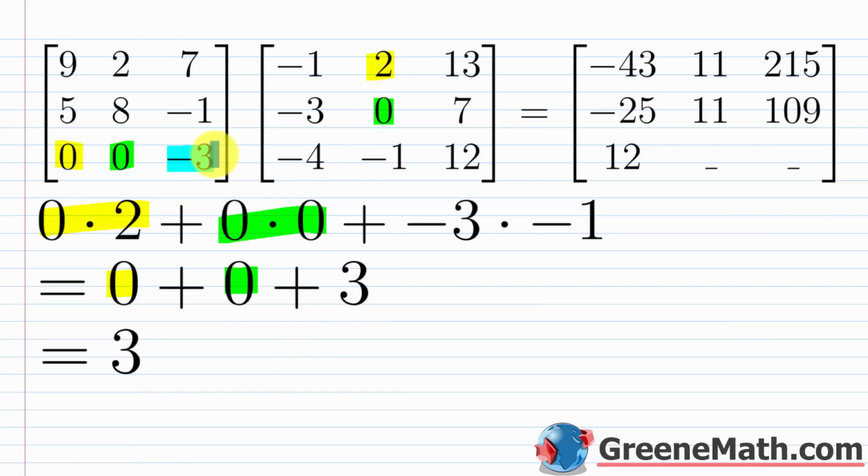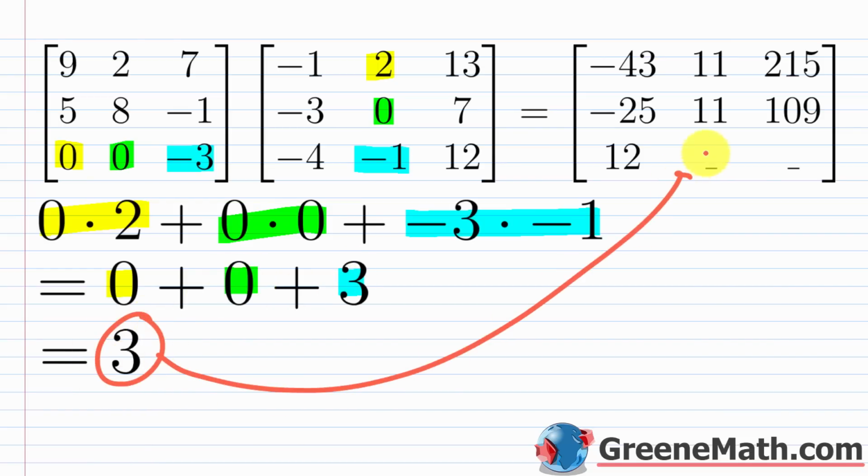Then lastly, we want negative 3 times negative 1. So here's negative 3 times negative 1. That's going to be 3. So 0 plus 0 is 0. Then plus 3 is going to be 3. So let's go ahead and take this right here and then plug that in right there.